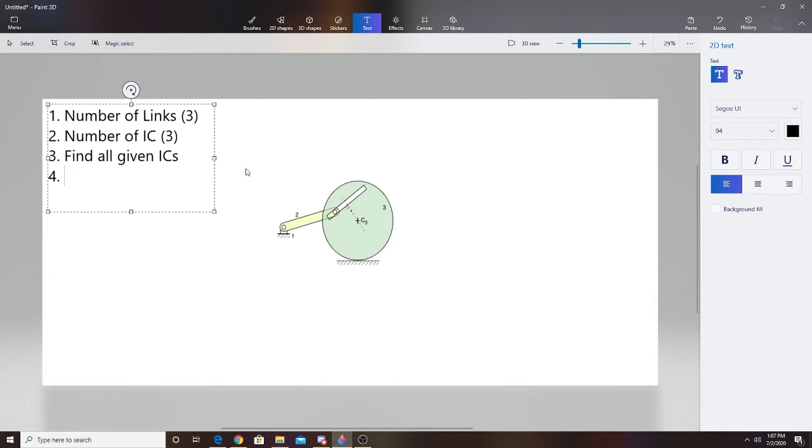Find or use the circle diagram to find missing instance centers.